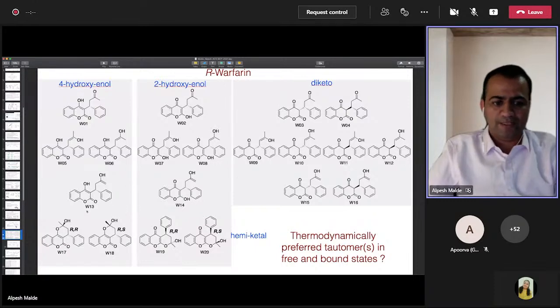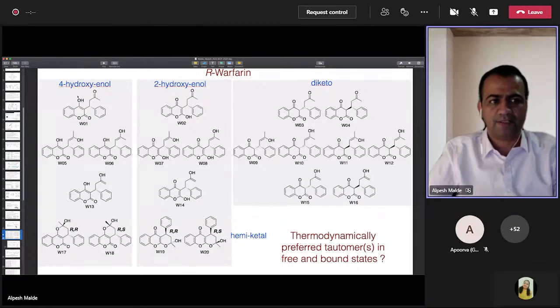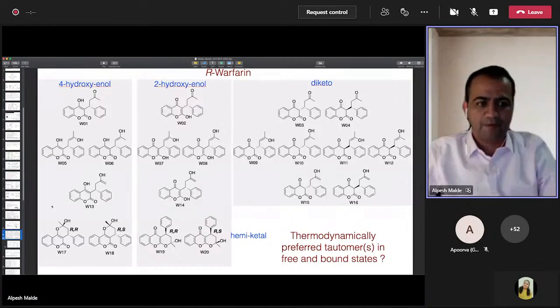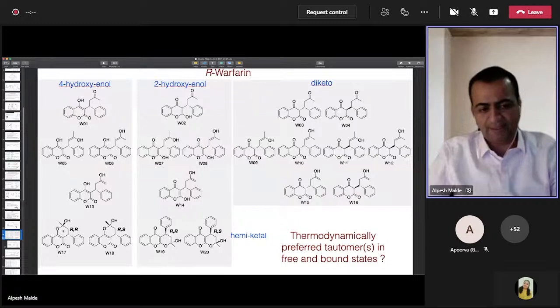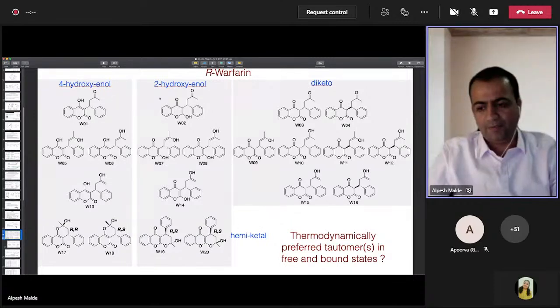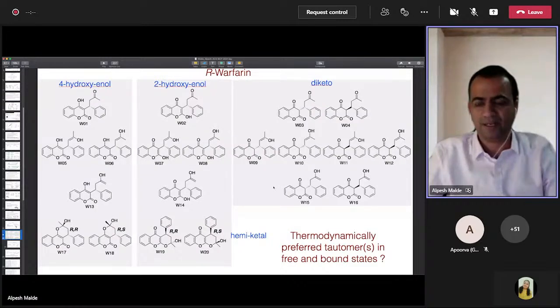Warfarin also has what we call the hemiketal or the cyclic tautomers. So what happens is a hydroxyl group here can attack the carbonyl carbon here and form the cyclic ether or the hemiketal. And when it forms a cyclic hemiketal, you introduce one more chiral center. So you've got 2 diastereomers here and 2 diastereomers here, which gives this complex chemistry of these 20 tautomers. Now, what we want to do is try to understand out of these 20 tautomers, which are the most likely tautomers, so we can understand how warfarin binds to its target.